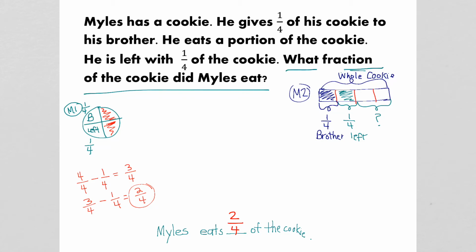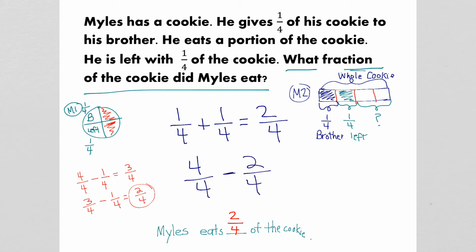Another way that some people might do it is they might look for the 2 known parts. We know that 1/4 went to the brother and 1/4 was left. So some friends might have added that together. They might have said 1/4 for the brother and 1/4 was left was the portion that Miles didn't eat. So 2/4 is what Miles didn't eat. Then they would go 4/4, the whole, minus the 2/4 equals 2/4, which is also the answer. There's also other ways to show it too.